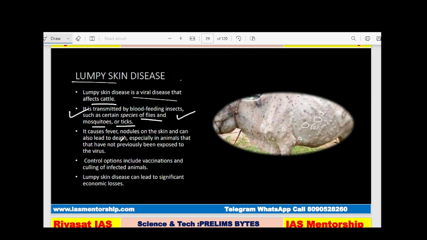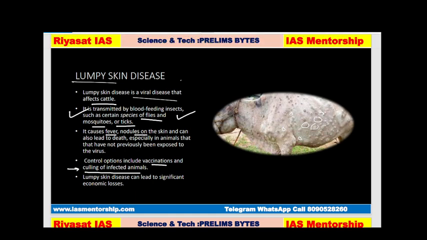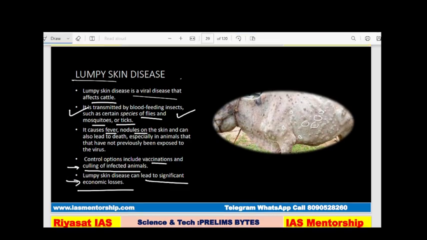And what are the symptoms basically? Fever, and nodules on the skin, which we can see here. Clear? How can we control it? By providing vaccinations or culling of infected animals. Culling means killing. In these two ways we can protect them. Basically, it can lead to significant economic loss. Obviously, cattle provide much economic benefit, but when they have so much disease, they will not be able to give out the profit, so you can face economic loss.